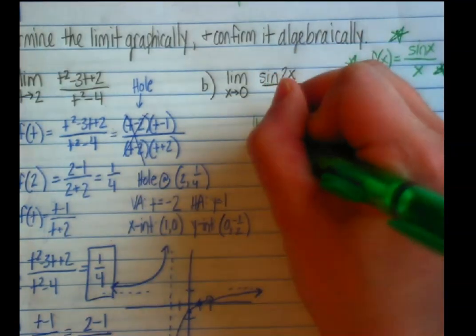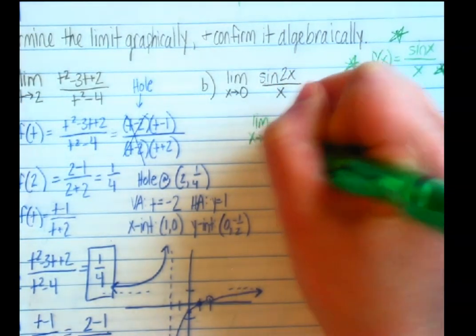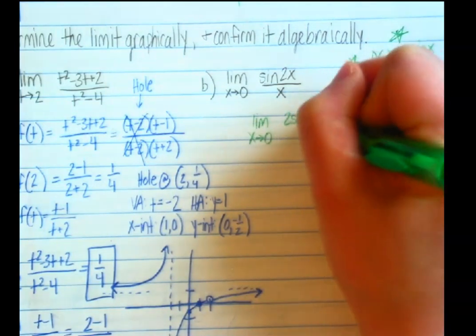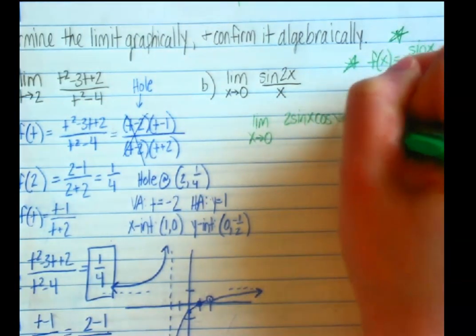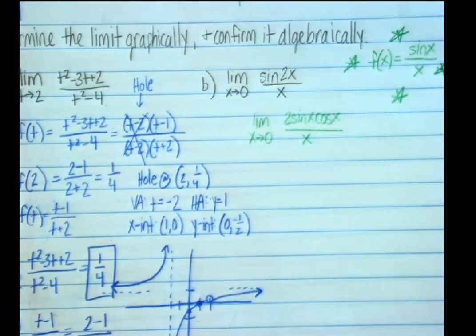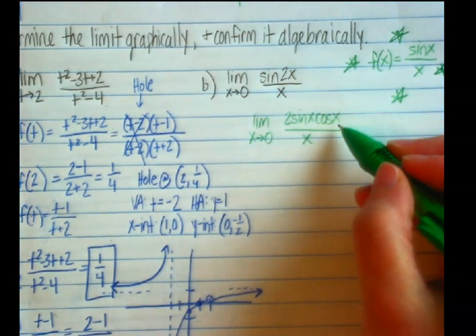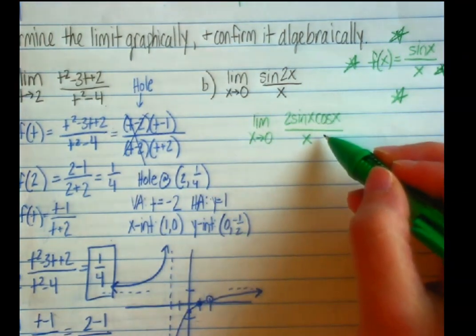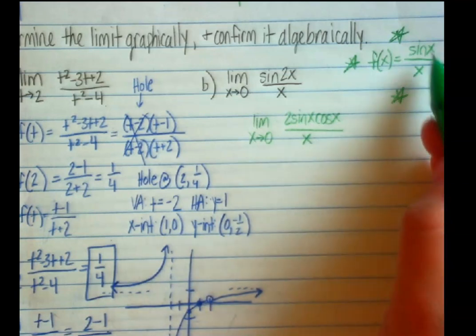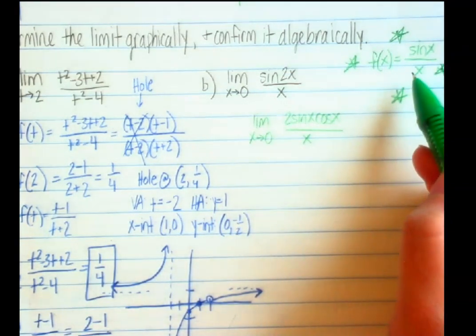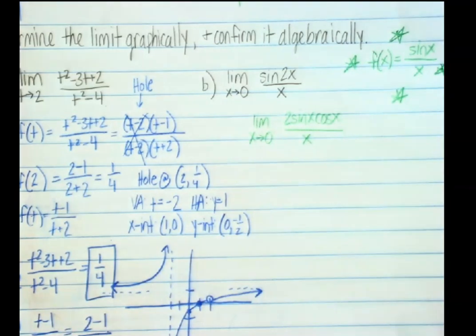So what I'm going to do is rewrite this limit as 2 sine x cosine x divided by x. By rewriting it like that, I can split it up, similar to one of the examples in your notes, so that I have just this sine of x over x function in one spot, and then some other function in another spot.